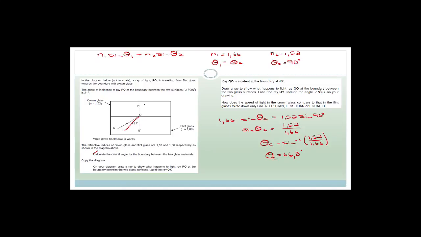So now let's think about this. Do you agree that it's going from a more optically dense medium to a less optically dense medium? So do you think this is going to speed up or slow down? Do you agree the light is going to speed up? It's going to speed up as it gets into this new medium, from this flint glass to the crown glass.